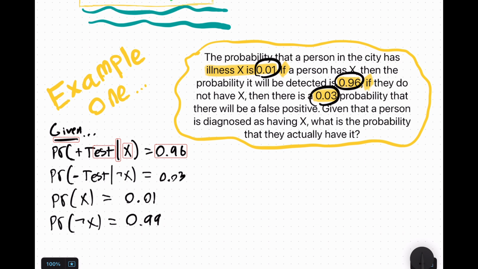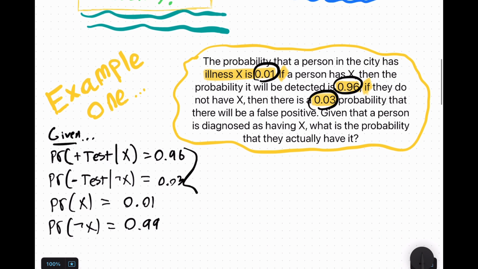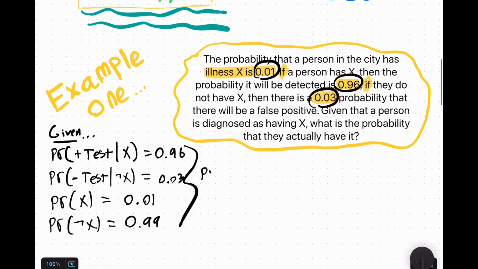Okay. So we're going to utilize that formula. We're given this stuff here. So the probability of having X given a positive test is equal to what?